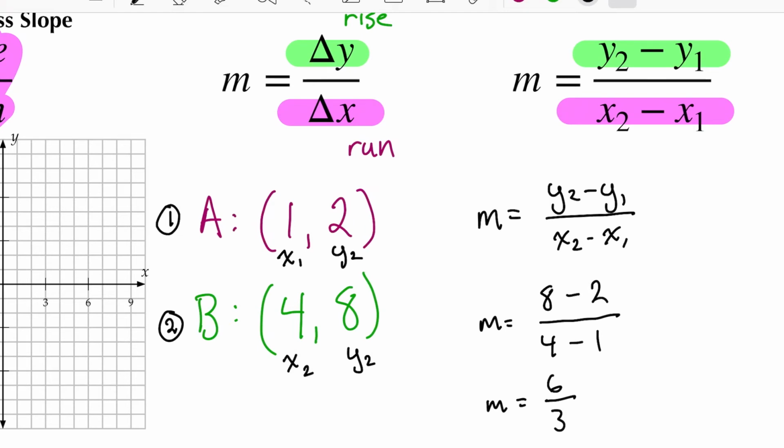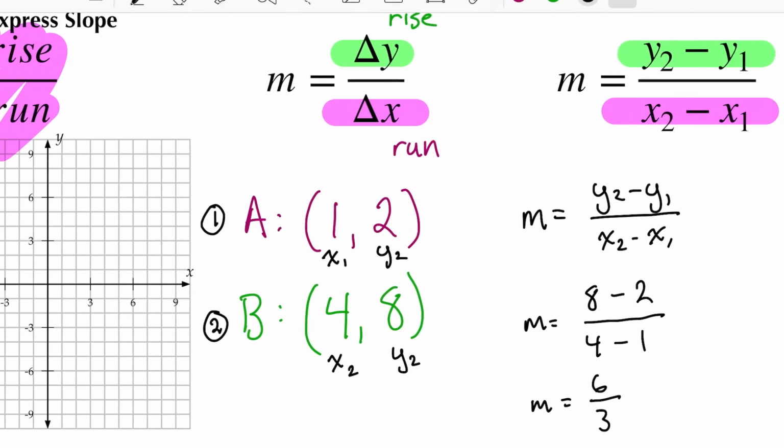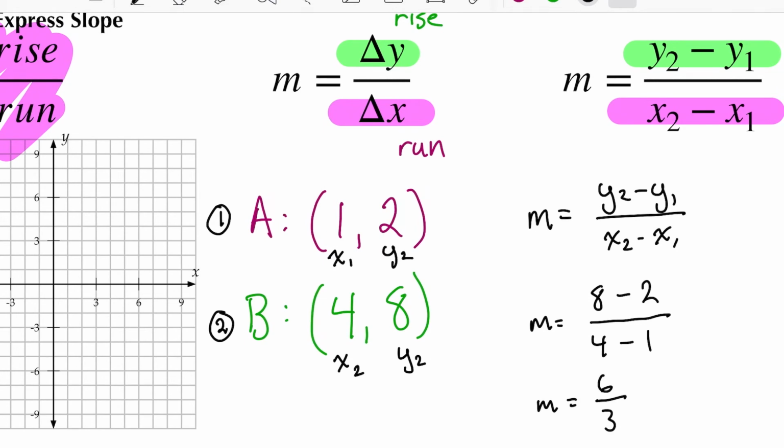Now let's relate that formula to the graph. So I'm going to keep that formula on. I'm going to put these points on. Point A is at 1 and 2 right here. Point B, sorry, I'll label that A. Point B is at the point 4 and 8, which is right here. Okay, now let's take a look at the line between them.